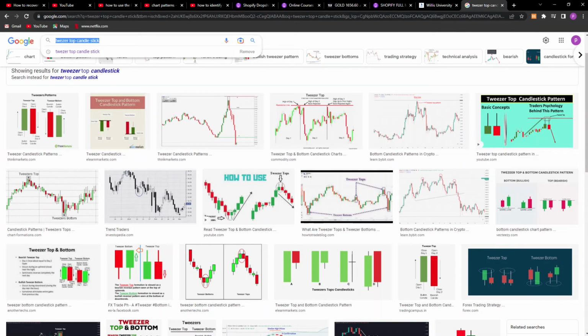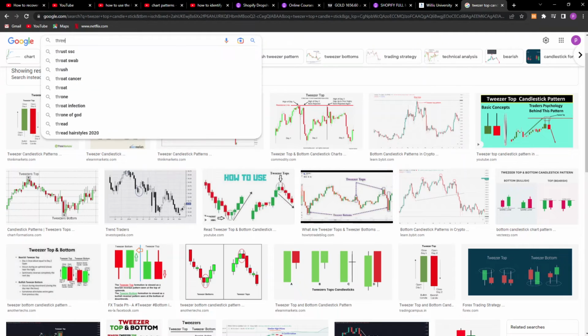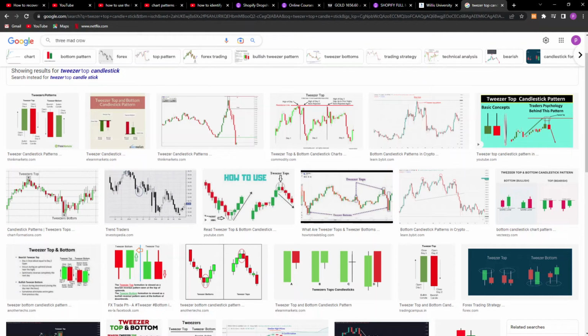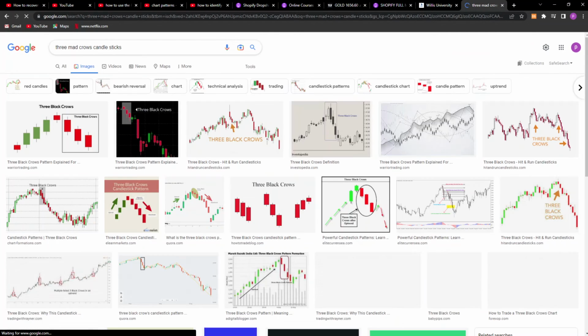the 3 black crows candlestick. Guys, you need to practice this over and over so that when it comes to a level where you just see it, you are able to spot it.